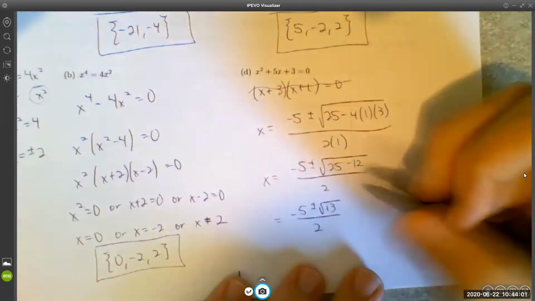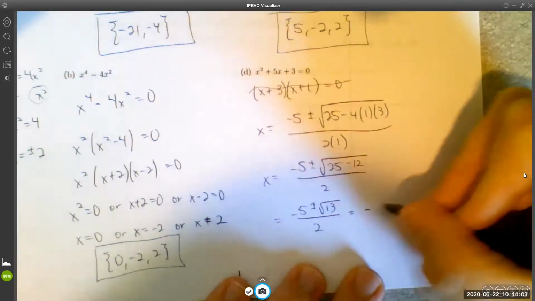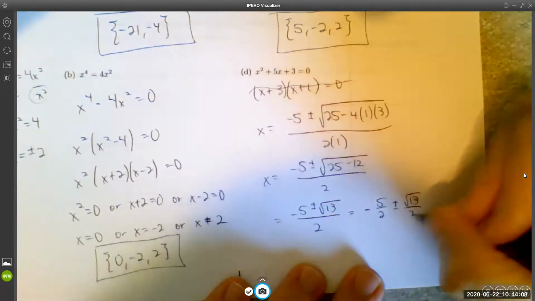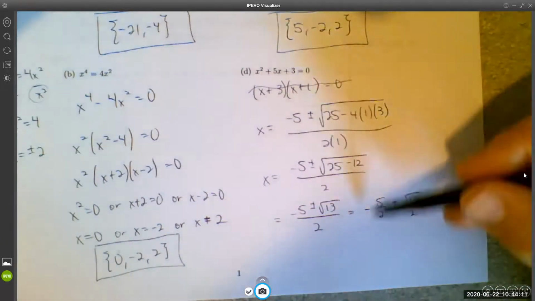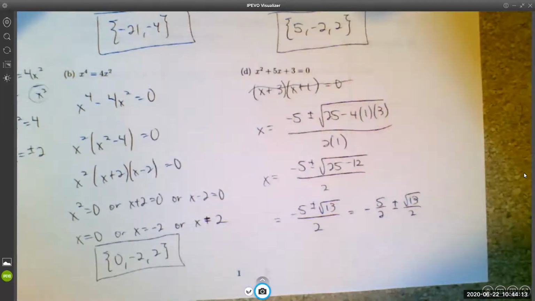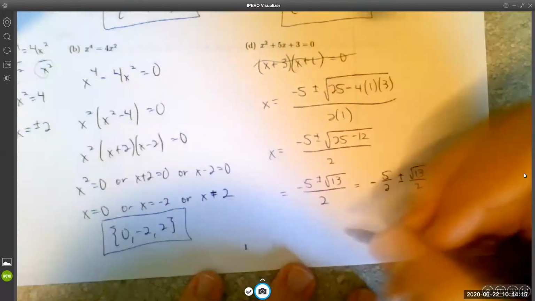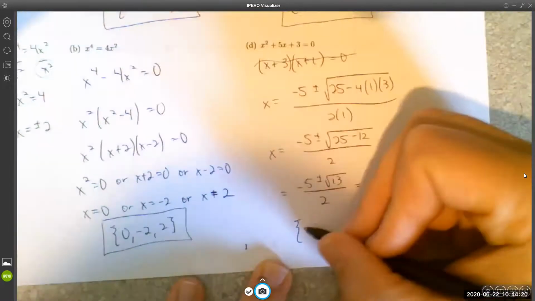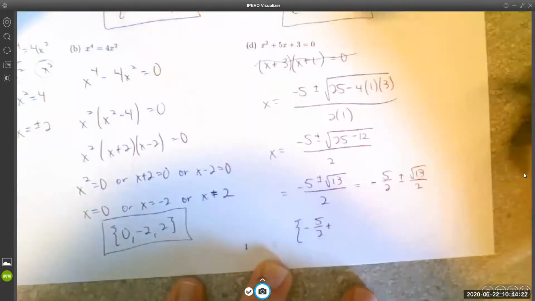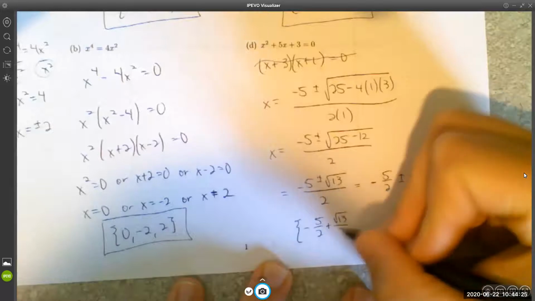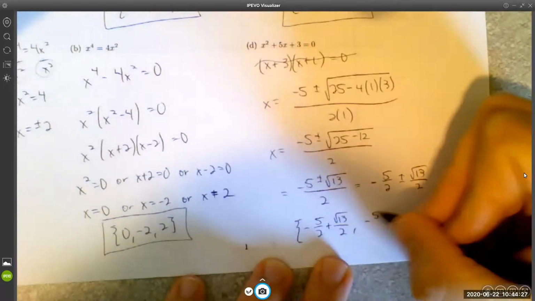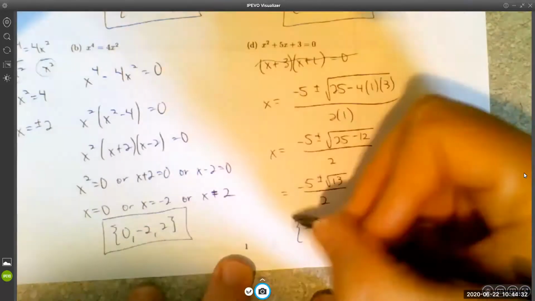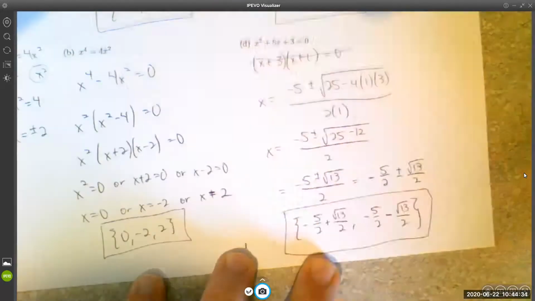And then you can also split these if you like. You can call this negative 5/2 plus or minus root 13 over 2. I kind of like presenting it this way a little bit better. When you give me your answers, though, make sure to write them as two separate answers. Don't just put the plus or minus sign. Negative 5/2 plus root 13 over 2 is a different solution from negative 5/2 minus root 13 over 2. Okay, and those are the exact values.